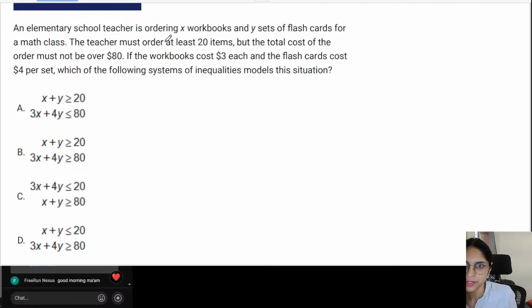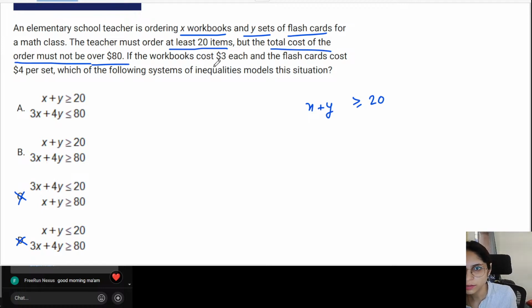Again, an elementary school teacher is ordering X workbooks and Y sets of flashcards for a math class. The teacher must order at least 20 items. So that means X plus Y should be greater than or equal to 20. So these two options are gone. But the total cost must not be over $80. So not over means less than or equal to.